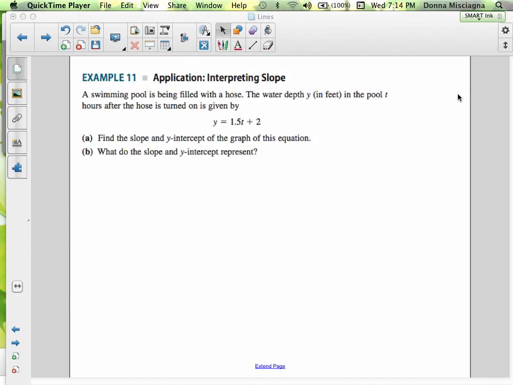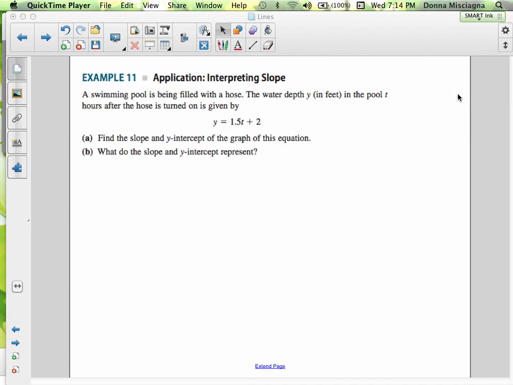Now let's look at an application problem interpreting slope. A swimming pool is being filled with a hose. The water depth y in feet in the pool t hours after the hose is turned on is given by y equals 1.5t plus 2. A, find the slope and y-intercept of the graph of this equation. And B, what do the slope and y-intercept represent?